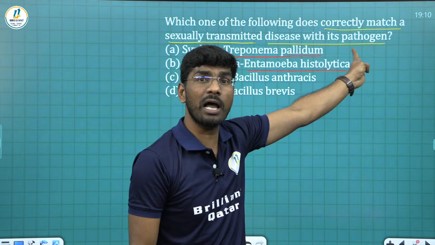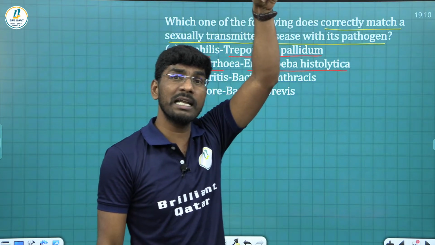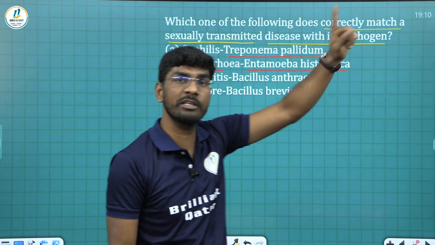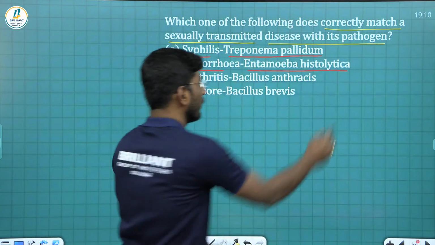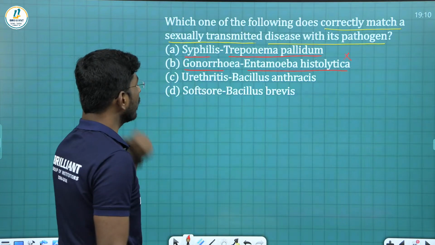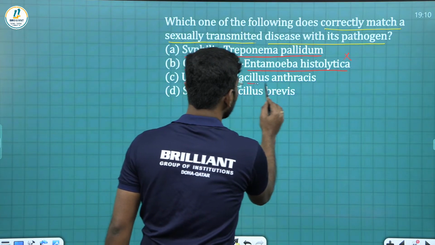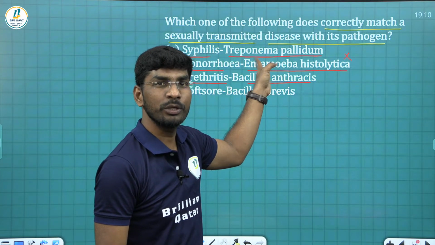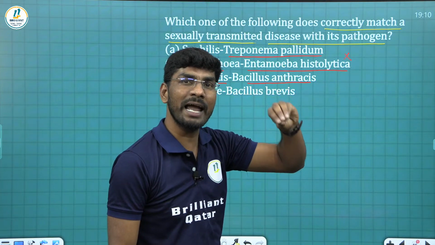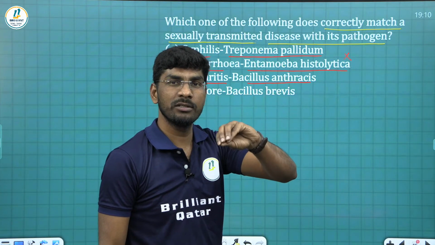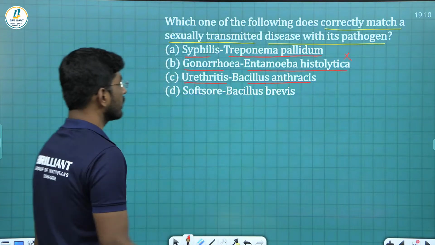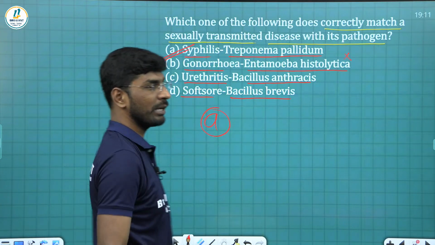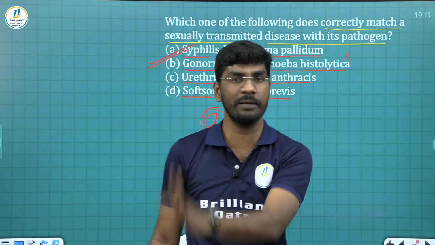It is a protozoan causing amoebic dysentery. Do you remember? In the Human Health and Disease chapter, we discussed two protozoan diseases. One is malaria, Plasmodium. The second one is Entamoeba. It is not an STD, beta. Leave it. Look here: urethritis is Bacillus anthracis? Urethritis is also actually caused by gonorrheal-type bacteria, beta. Urethritis is a urinary tract infection, called UTI. So this one is not caused by anthracis. Next, soft sore is caused by Bacillus? No. So the right answer is what? Option syphilis, Treponema pallidum. Remember, Treponema pallidum.